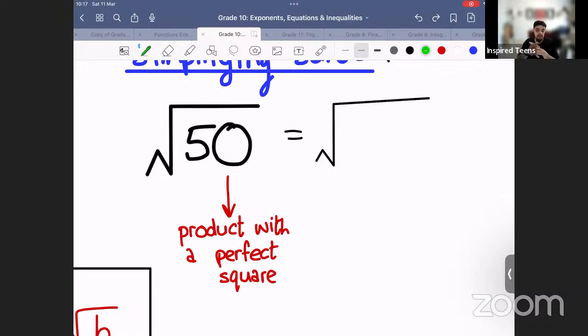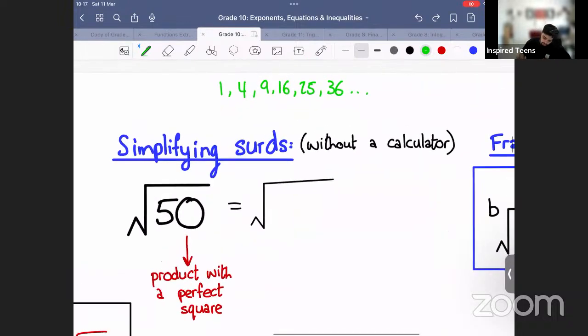So basically, what times what gives me 50? And one of those factors has to be a perfect square. So essentially, you are taking one of your perfect squares and multiplying it by something to give me 50. Anyone? No one? Okay, 1 and 50. That's fine, but that's not going to change anything because you wrote the same thing.